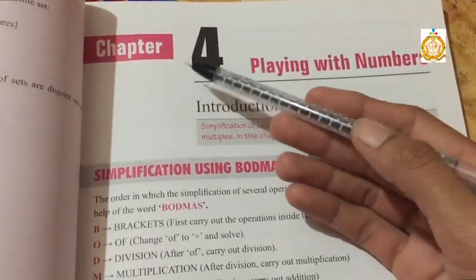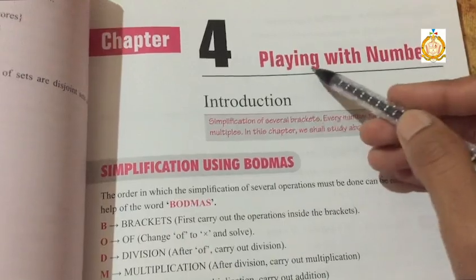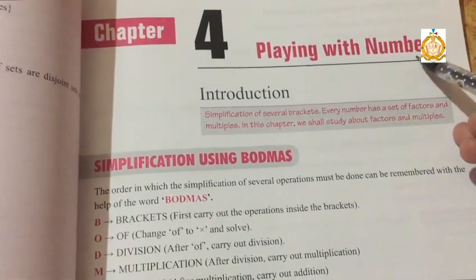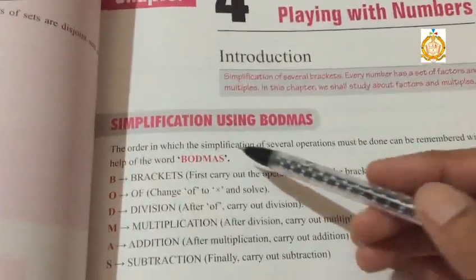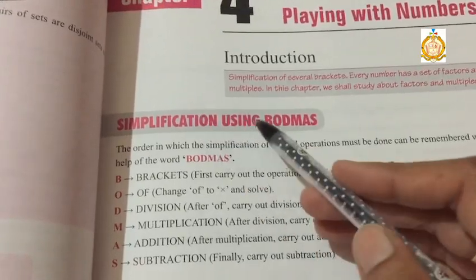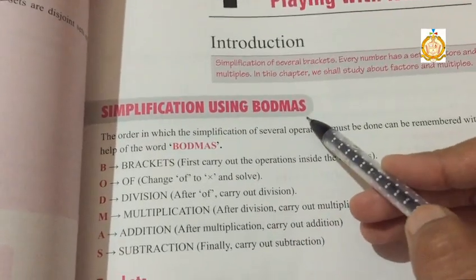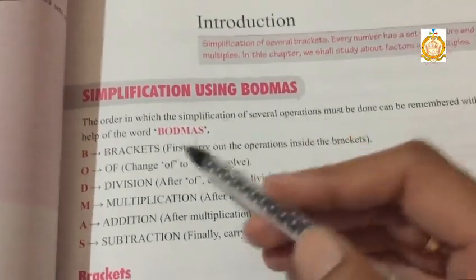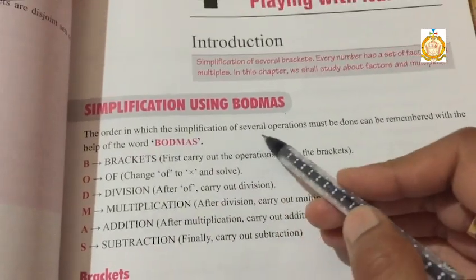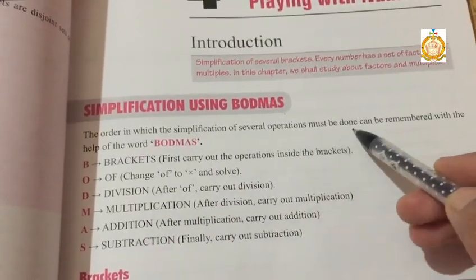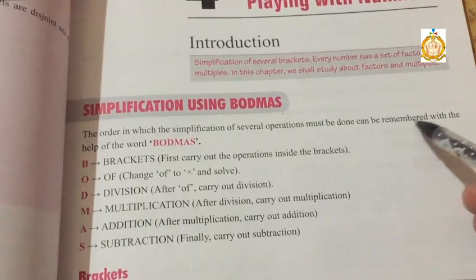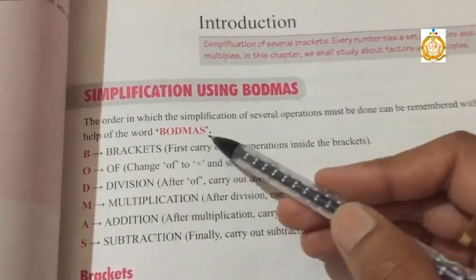Today we will discuss chapter 4, Playing with Numbers. The first topic is simplification using BODMAS. What is this? The order in which the simplification of several operations must be done can be remembered with the help of the word BODMAS.